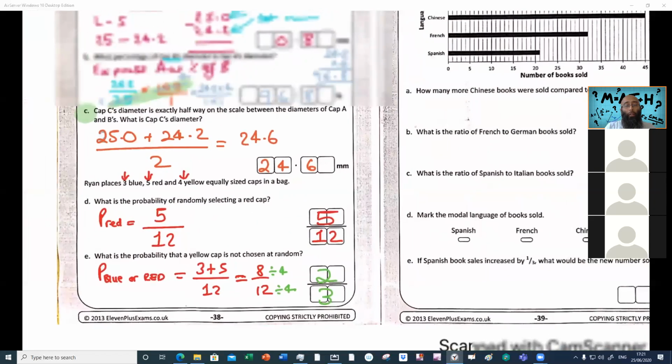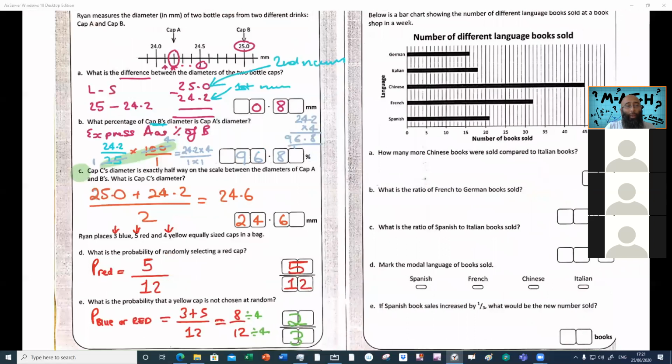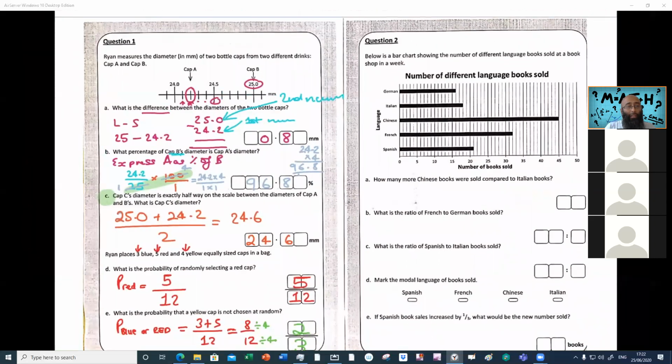Lovely answer there. Lots of mathematics in that first page. Lots and lots of maths. So we got difference word. We got A as a percentage of B. We got working out the midpoint of 2 numbers. We got the probability of one event happening and the probability of something not happening. All being recorded, all being done there. Fantastic. Let's move on.